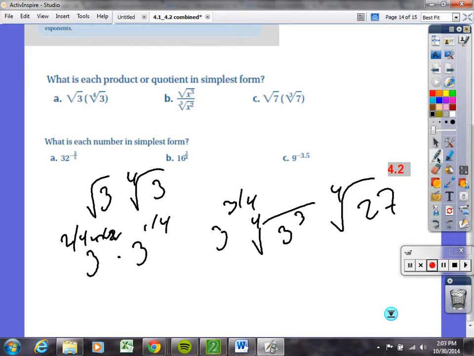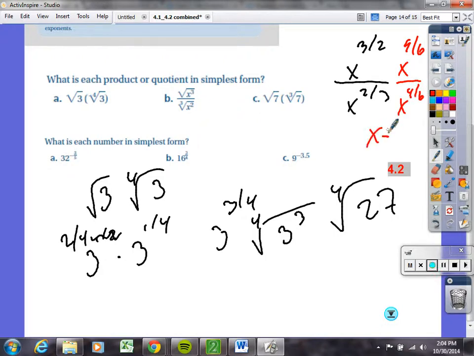What happens when I have division? If I had x to the 3 halves, that's what this is because it's the square root of x cubed, over x to the 2/3. So on multiplication, I add. On division, if they're like bases, what do I do? Subtract. Do you guys remember these rules? I just taught them to my secondary 2 kids, so hopefully you did. So that's x to the 9/6 over x to the 4/6, which comes out to be x to the 5/6. Who just said 5/6?